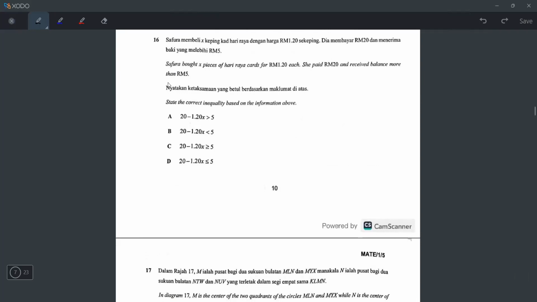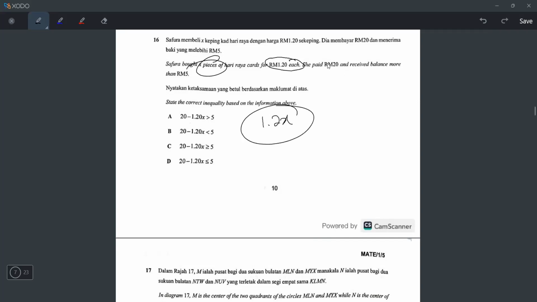Okay, number 16. Safura, oh, I almost said Sakura. Safura bought x pieces of Hari Raya cards for 1 ringgit 20 cent each. So one card is 1 ringgit 20 cent. But what if I buy 2 cards? Then you have to pay 2 times 1.2. What if you buy 5 cards? Then it'll be 5 times 1.2. What if you buy 11 cards? Then it'll be 11 times 1.2. But what if you buy x cards? Then you are paying 1.2x. This is the amount Safura paid.